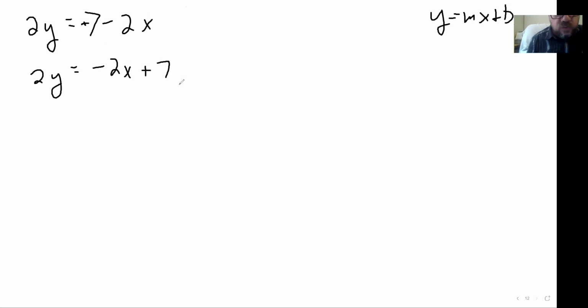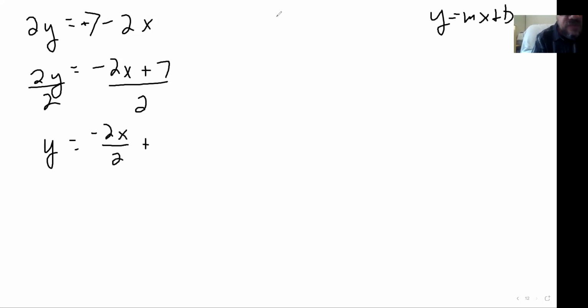The 7 has a plus sign in front of it because there's no minus there. All right, so I got 2y equals minus 2x plus 7, and then we're going to do the same thing that we did in the previous problem with the fraction. Divide by 2. Y equals, I'm going to write this as minus 2x over 2 plus 7 over 2. And then simplifying that a little bit, I get y equals, the 2's cancel, and I'm left with a minus 1. So I just have minus x plus 7 over 2.